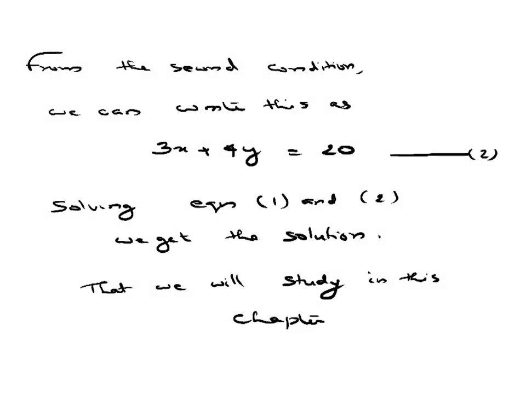What is the next condition? The next condition given in the question is that each ride costs rupees 3 and a game costs rupees 4, and the maximum money spent by her is rupees 20, only 20 rupees. So this we can write as 3x plus 4y is equal to 20. How to solve this to find the solution? That we will discuss in detail in this chapter.